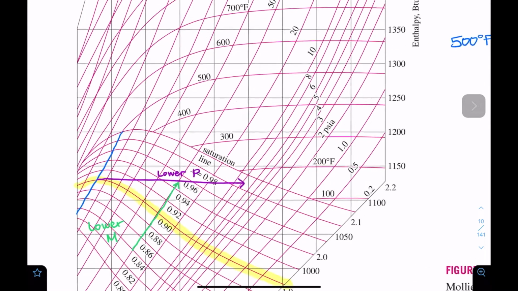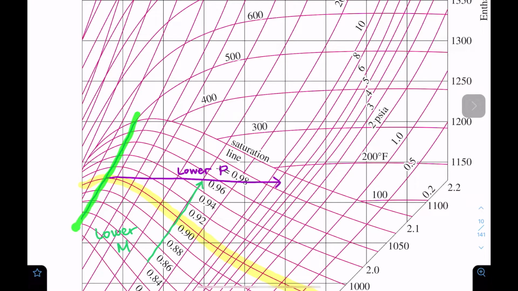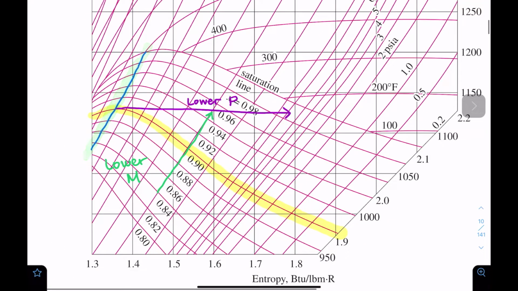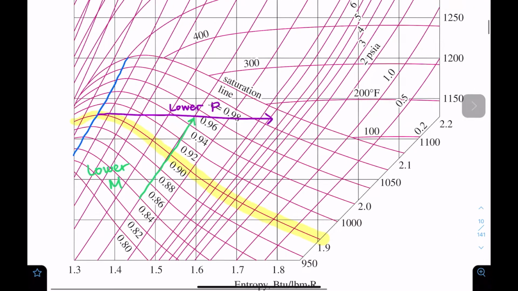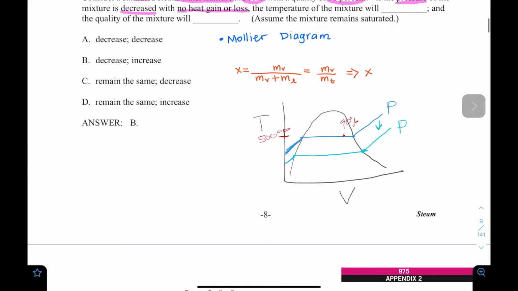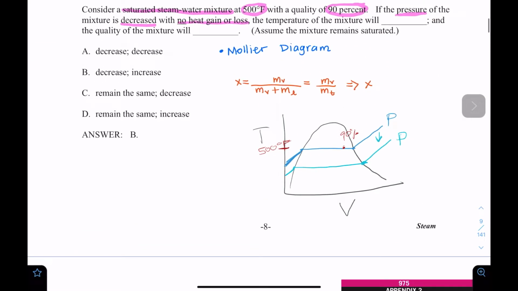This is where I'm at. This is my pressure here, 680 something, around here, right? And then I say that I'm at 90% quality. This is my quality line. So I got my quality line there. So how am I gonna know if I'm doing this correctly?